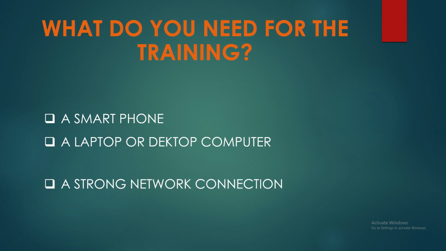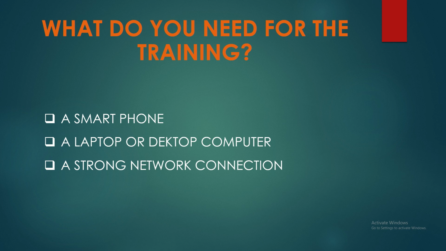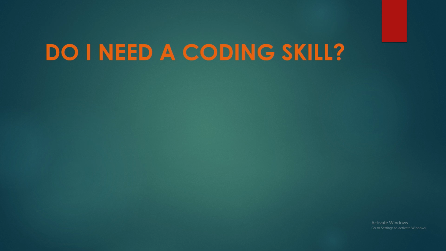So next, we'll need a very strong network connection because everything we'll be doing is going to be online. All right, you watching the practical, of course, is going to be online, and yourself practicalizing it, you need network to do that. So these are the three things that you need: a smartphone, a laptop or desktop computer, and a strong network connection to go along with the training.